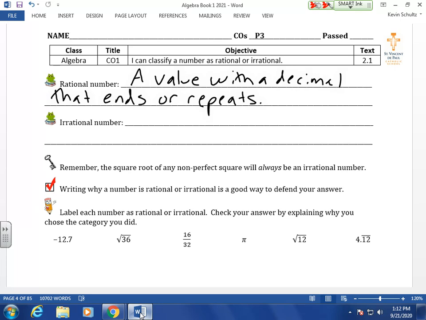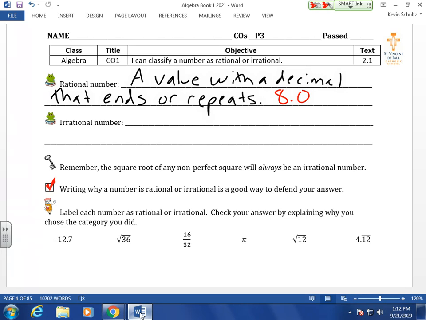So, for example, the number 8 is rational. Even though it's not written as a decimal, can it be? Yes. What is 8 written as a decimal, Sebastian? 8.0. Okay, that's a decimal that ends. Therefore, it is rational.